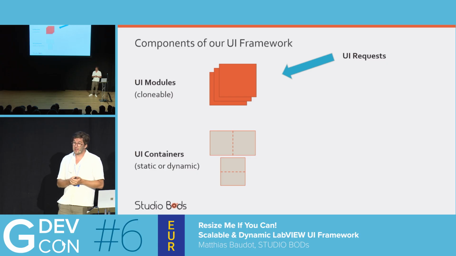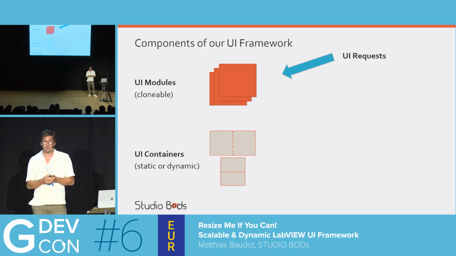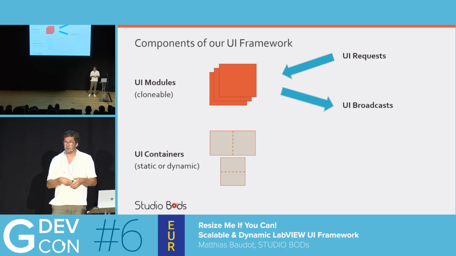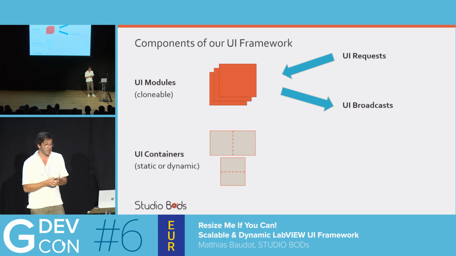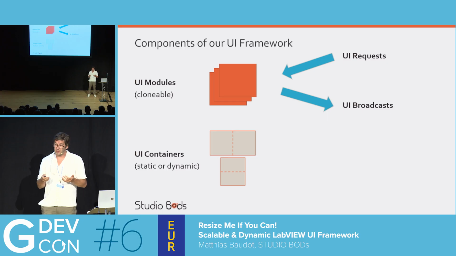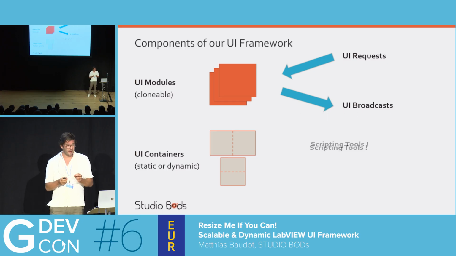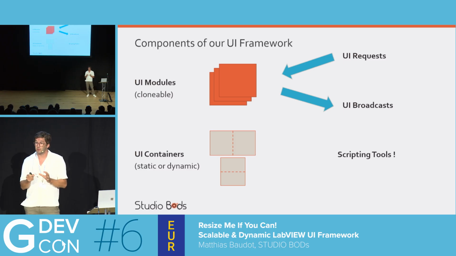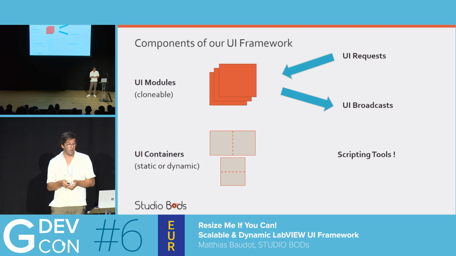You have UI requests in the framework to tell a UI module what to do, what to show, how to behave, and UI broadcasts so the modules can let the rest of the application know what happened or share some information. And finally, to be able to write code faster and ensure we properly follow the rules and constraints of the framework, we have scripting tools that allow to programmatically generate any of those four elements.